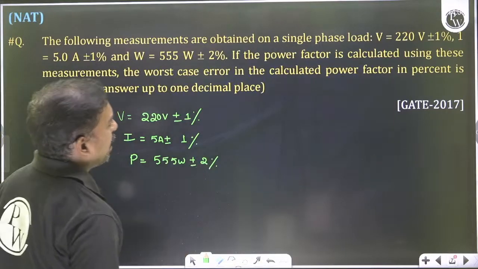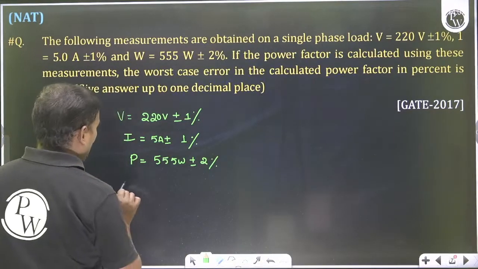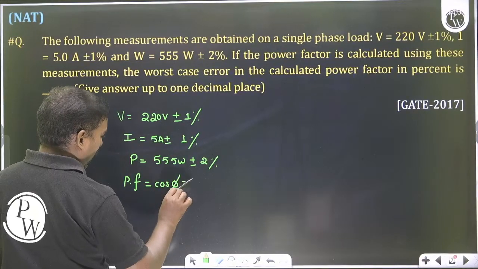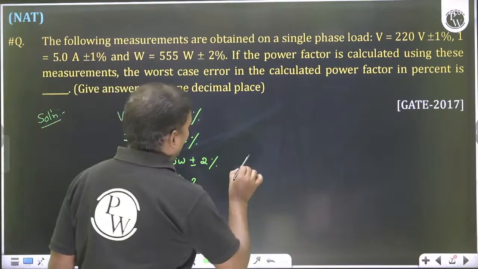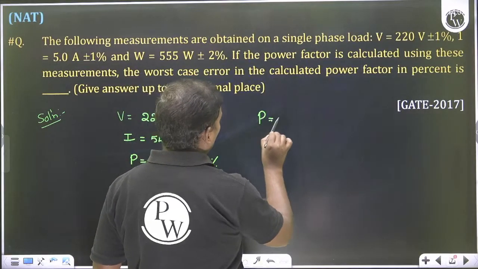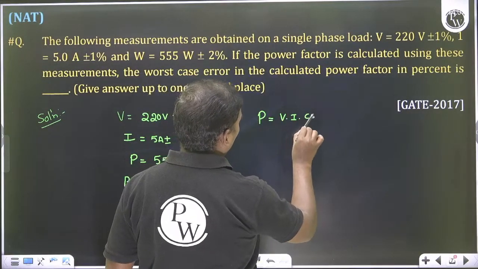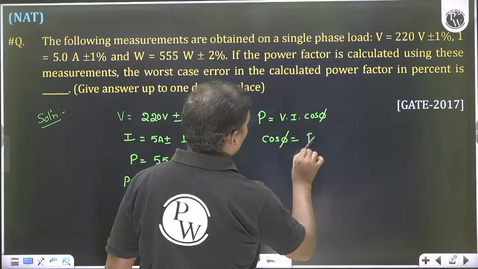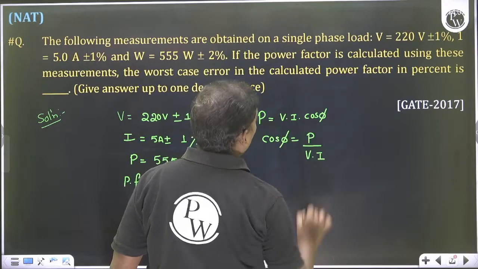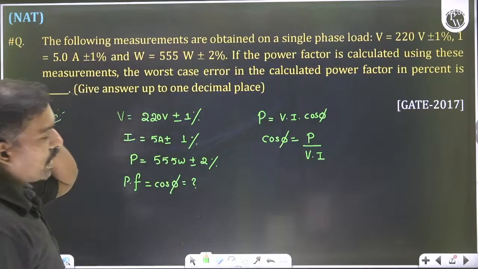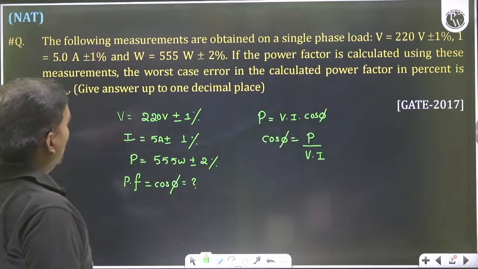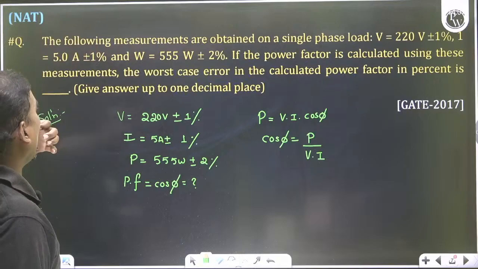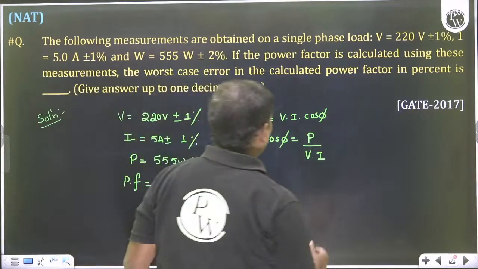So if the power factor is calculated using these measurements, power factor means what is the formula? Cos phi. So it is expecting cos phi. So we know that P is equal to VI cos phi, so cos phi is equal to P by VI. But what is the question asked? He is not asking the power factor. What is he asking? If the power factor is calculated using these measurements, the worst case error in the calculated power factor, he is asking the power factor error.